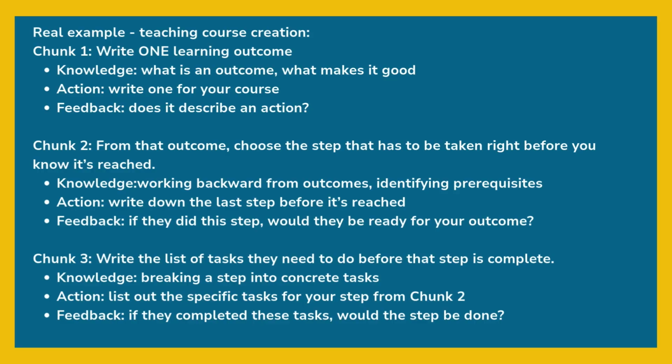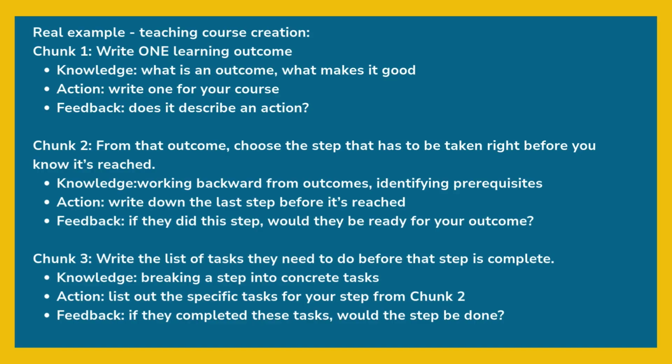And then feedback, right? This can be self-feedback or this can be feedback that I give them on, does it describe an action? This is something that is very manageable. Okay, chunk 2 would be from that outcome, choose the step that has to be taken right before they've reached the outcome. So the action is going to be writing down that last step before it's reached.